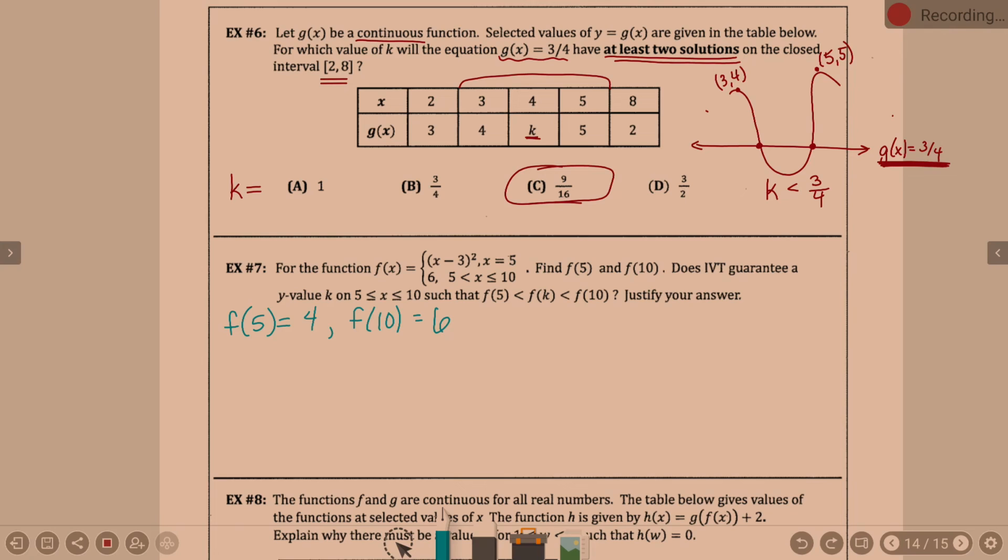In order to be able to talk about IVT, what do we have to be able to talk about? Continuity. If it's continuous. Is it continuous? Piecewise can still be continuous, but all the pieces sometimes join. How do we show if this piecewise is continuous or not? The endpoints of each of the pieces. From 5 to 10, it equals 6. So is it continuous there? It's just a flat line.